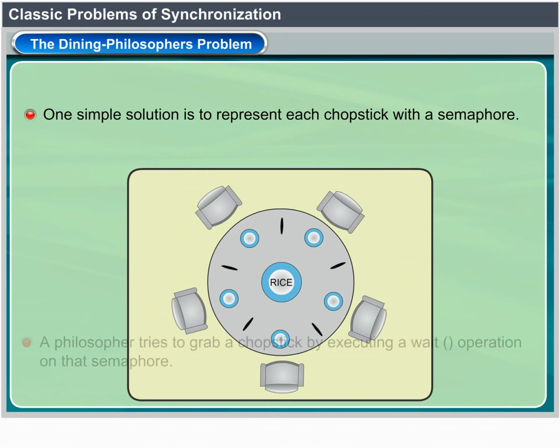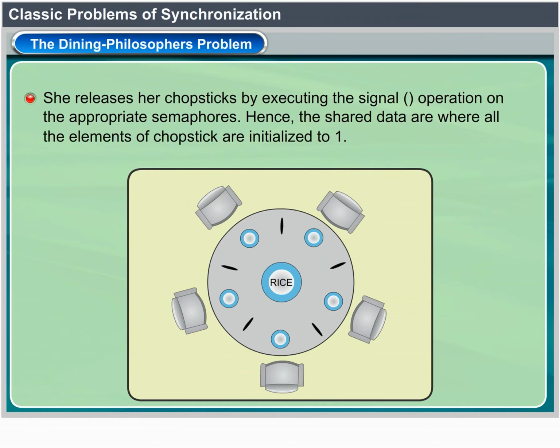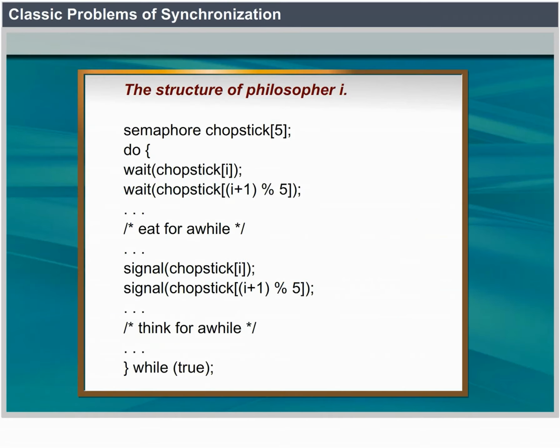A philosopher tries to grab a chopstick by executing a wait operation on that semaphore. She releases her chopsticks by executing the signal operation on the appropriate semaphores. Thus, the shared data are semaphore chopstick[5], where all the elements of chopstick are initialized to 1. The structure of philosopher i is shown in the program below.